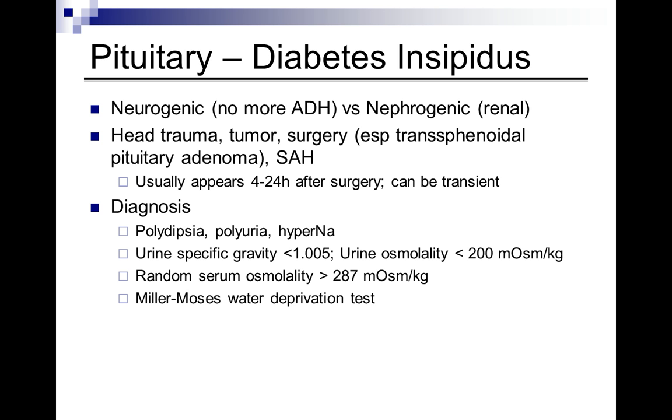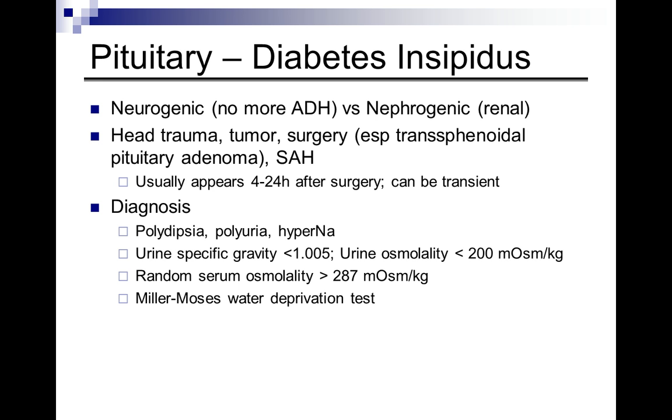Classically, diabetes insipidus is diagnosed by polydipsia, polyuria, and hypernatremia, as the patient rapidly secretes very large amounts of free water. As a result, the urine-specific gravity is low and urine osmolarity is also very low. And a random serum osmolality tends to be high because of the loss of free water.